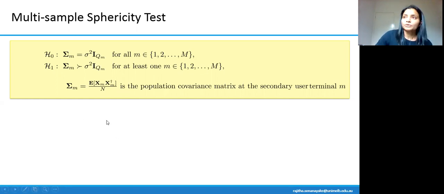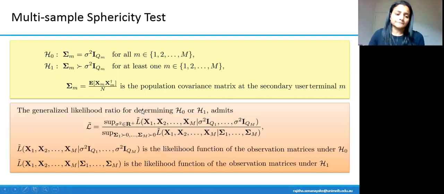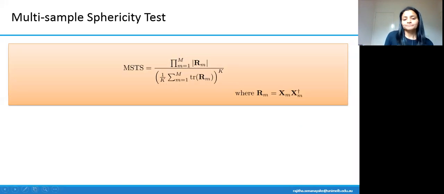And then we followed quite similar steps. First, just like before, in order to solve this detection problem and come up with the test criterion, we use the generalized likelihood ratio. So here in the numerator, I have the likelihood function of the observation matrices under the null hypothesis. And in the denominator, I have the likelihood function under the non-null hypothesis. And by maximizing these two likelihood functions over the unknown parameters, I can come up with a new test statistic for this decentralized approach, and we call this the multi-sample sphericity test.